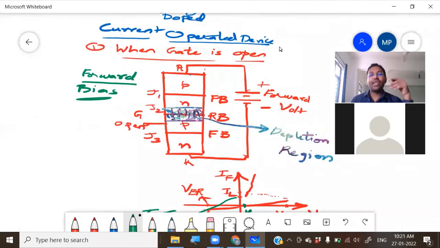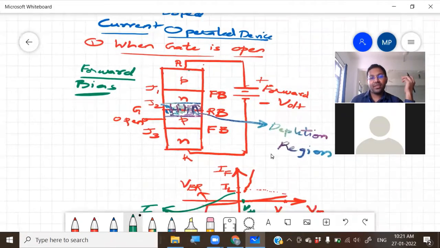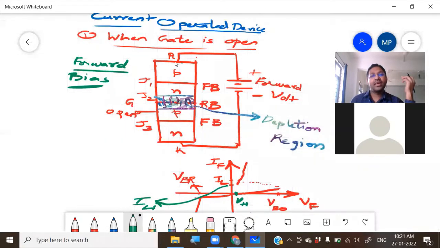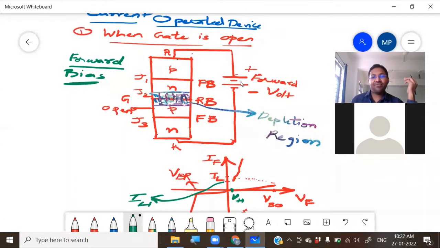First case, when the gate is open, forward bias and reverse bias. When the gate is open, forward bias means at the P side we connect positive, and at the N side we connect negative of the supply. Then when we gradually increase this forward voltage, the characteristics will be like this. At one point, this junction J2 breaks down suddenly. When the junction breaks down, thereafter a large current can flow.